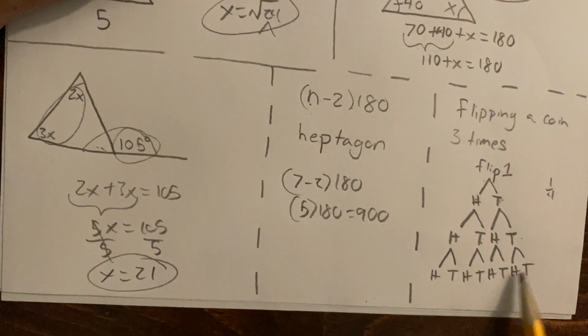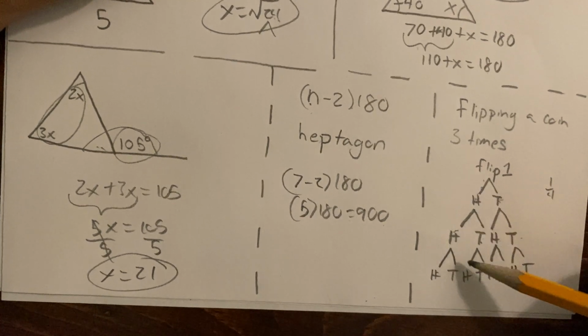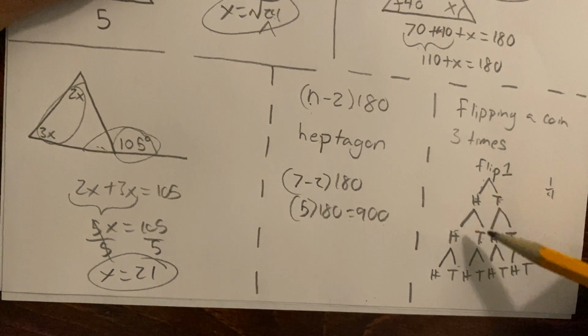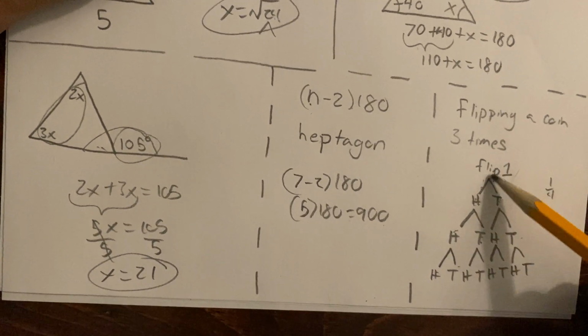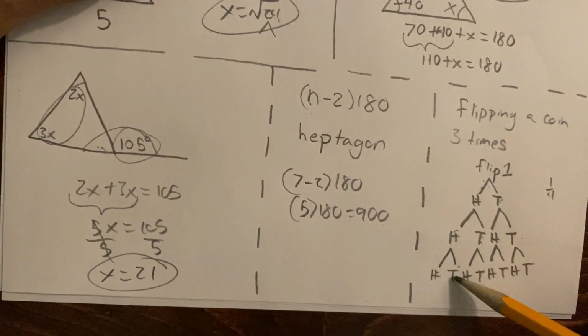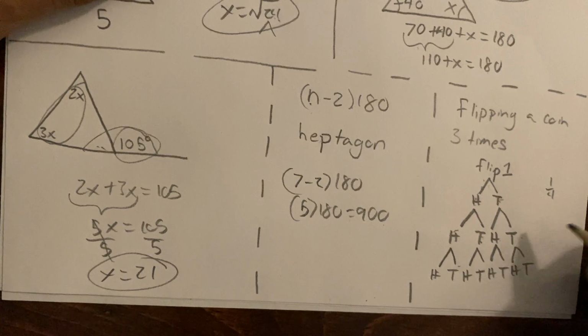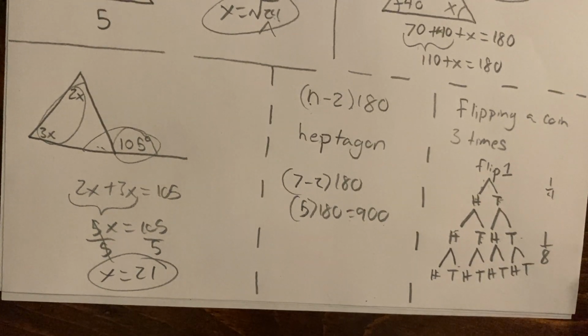So these are all the possible scenarios. Heads, heads, heads; heads, heads, tails; heads, tails, heads; heads, tails, tails; all these options. Okay, so now there are how many endings? 1, 2, 3, 4, 5, 6, 7, 8. So now the odds of each of these is 1 out of 8 in every single scenario. Every scenario is 1 out of 8.